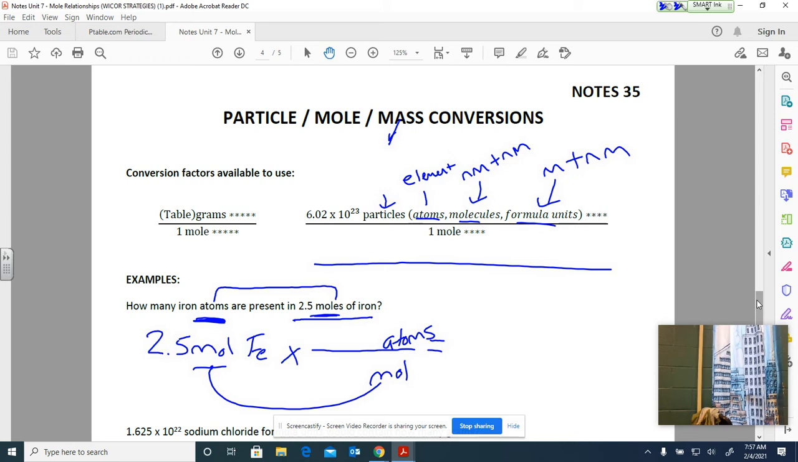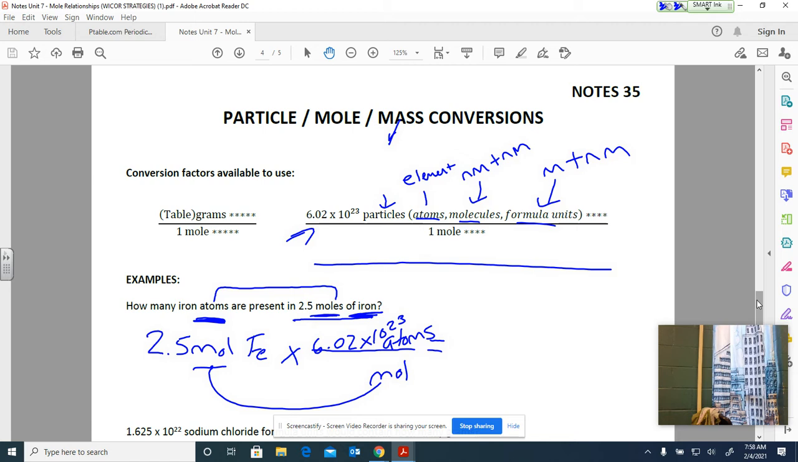Now the conversion factor that goes right here says 6.02 times 10 to the 23rd, and you have to decide: is it atoms, moles, or formula units? Doesn't matter which one it is. In this case, it is atoms because iron is a single element. So we're dealing with atoms of iron. I just put in that number, 6.02 times 10 to the 23rd. That big number goes there.